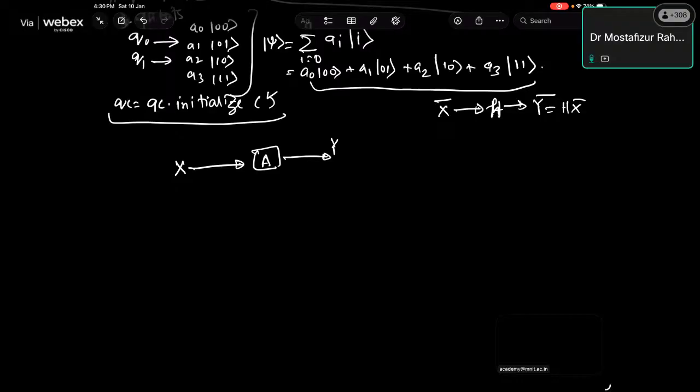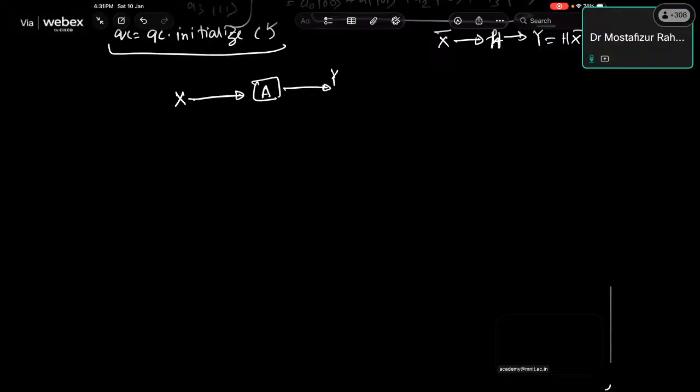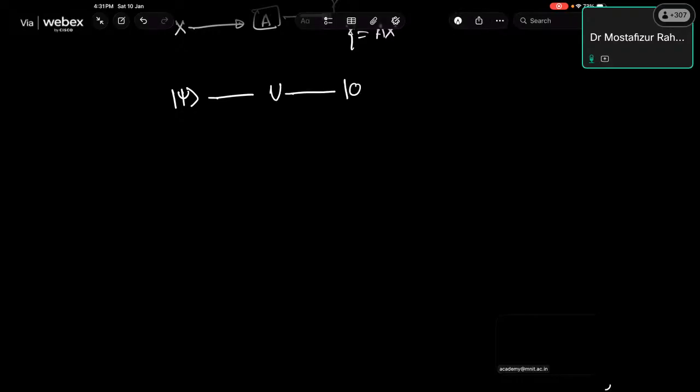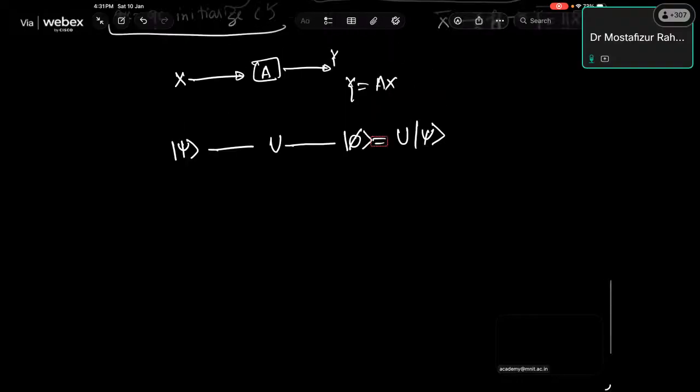So here we write it as Y equals AX, but here I am starting with psi, evolving with U, and I get another state phi, where phi equals U psi. This is the difference from these things.